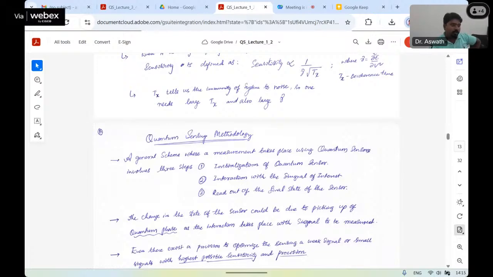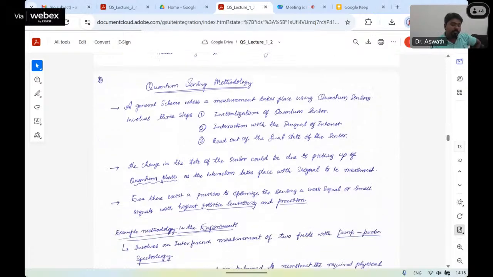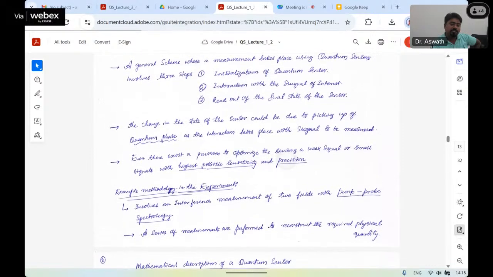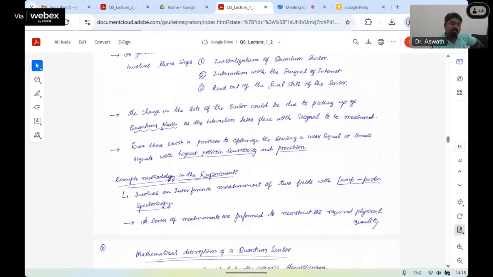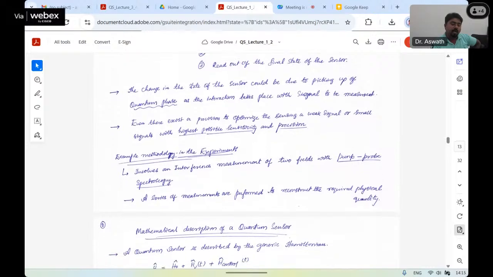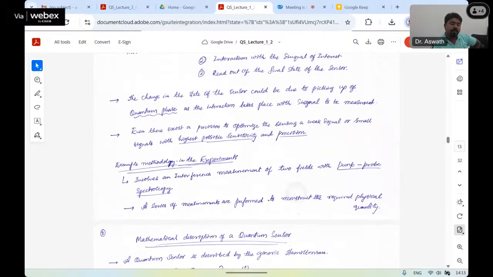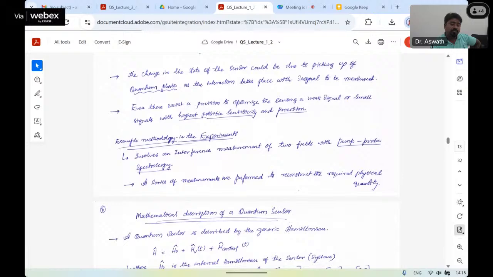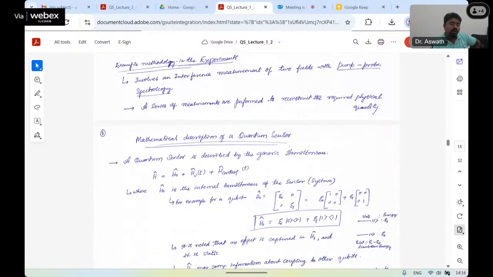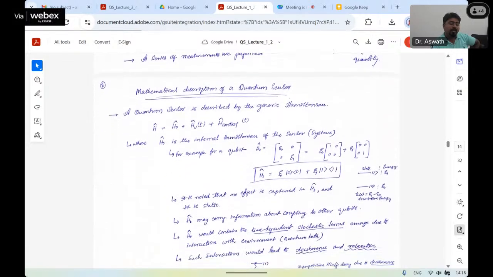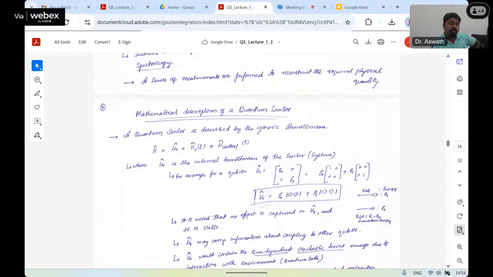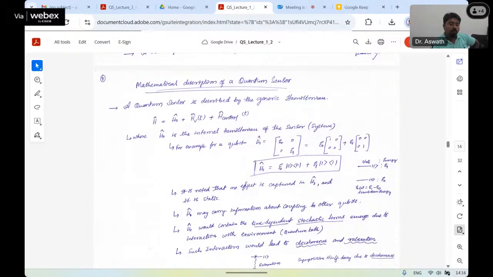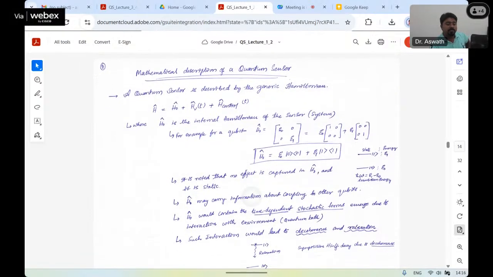Okay, fine. Now there is a methodology involved: initializing the quantum system, and interacting the quantum system with the environment. I want to study the environment, that's why I made it interact. Then I analyze how the system evolves and find out what the system is being exposed to. Okay. Now we just discussed the mathematical description.